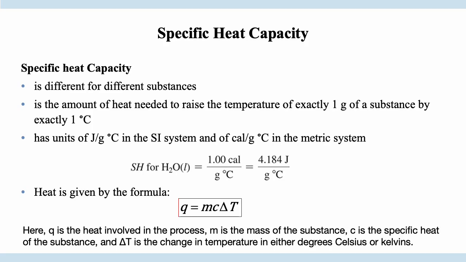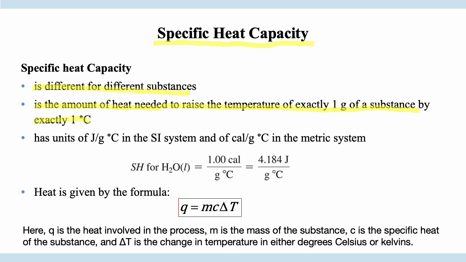Specific heat capacity and calorimetry. Specific heat capacity is basically an intrinsic property, which means this property is dependent on the substance. It is unique to the substance, which means it is different for every different substance. And what is it? Specific heat capacity is the amount of heat needed to raise the temperature of 1 gram of a substance by 1 degree Celsius.